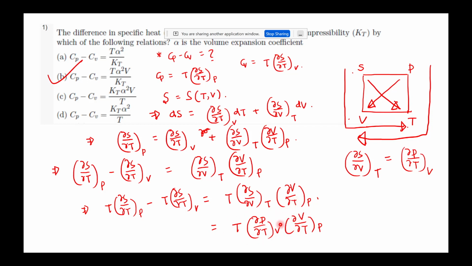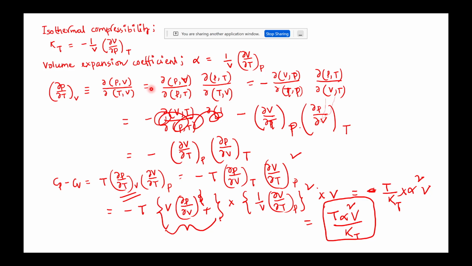Now if we write this, we don't have any measurable quantity like isothermal compressibility and alpha in terms of P by T. For that we have to do some manipulation.